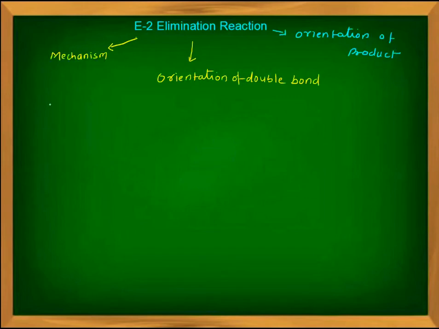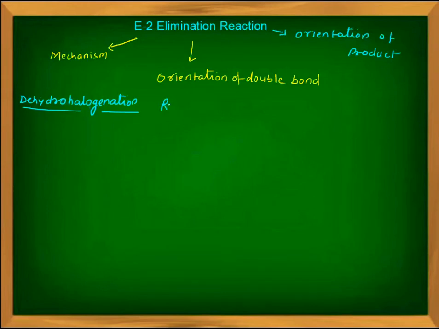Let us consider the mechanism of E2 elimination, and for that we'll take the example of dehydrohalogenation. De means loss, hydro and halogen. So loss of hydrogen and halogen from alkyl halide is called dehydrohalogenation.